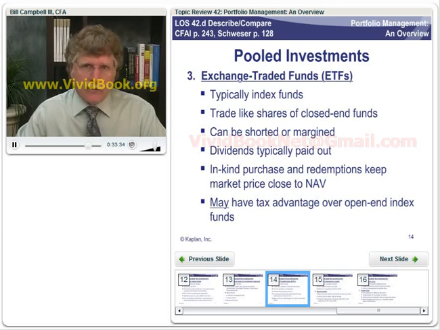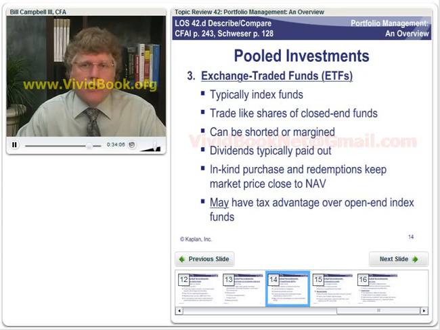The dividends and coupons that are paid by the investments owned by the exchange-traded fund are typically paid out to the investor. That, in contrast to dividends and coupons in a mutual fund, which frequently are reinvested in the fund. They're reinvested in the securities that the fund holds. Dividends and coupons in an exchange-traded fund are paid out to the investors.